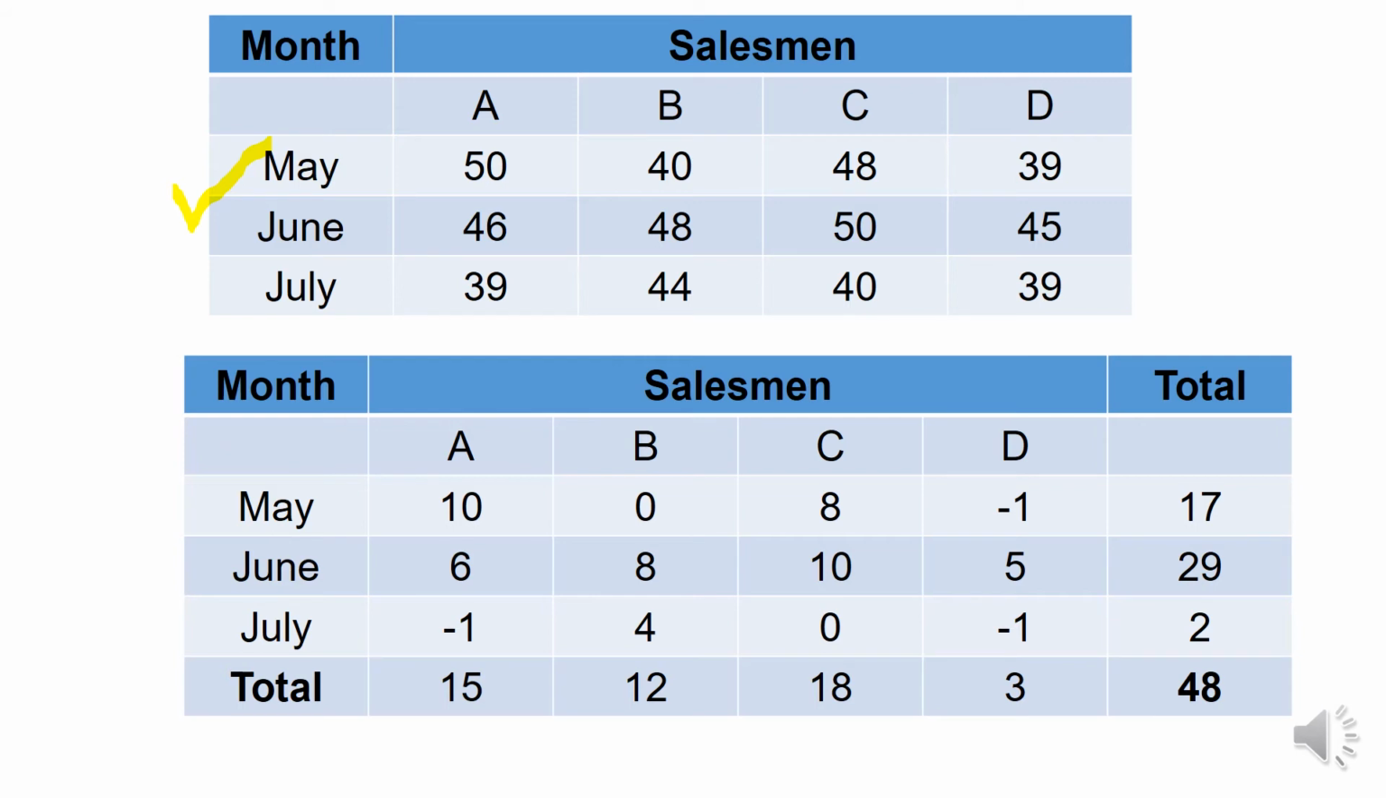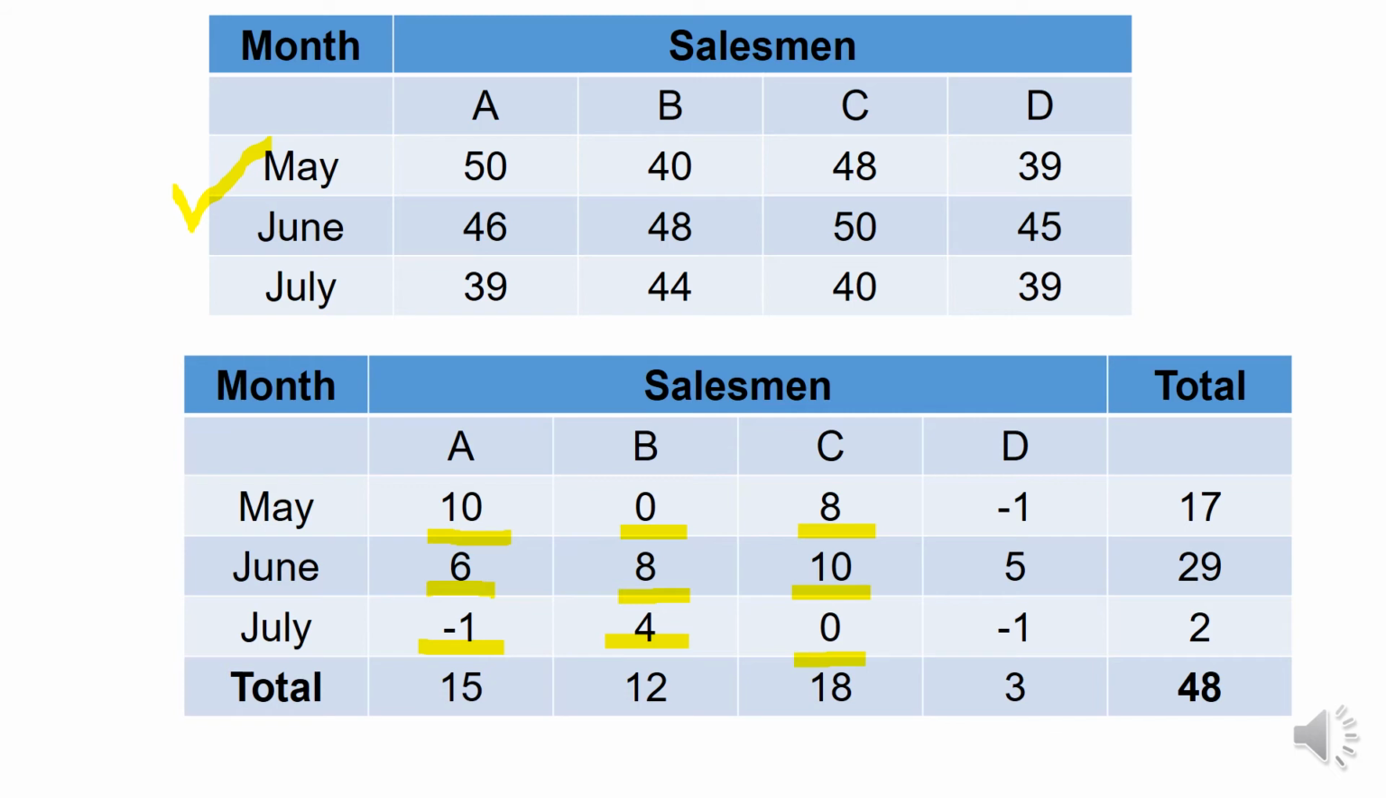That is, 50 minus 40 is equivalent to 10, 46 minus 40 is equivalent to 6, 39 minus 40 is equivalent to minus 1. Likewise, 40 minus 40 is equivalent to 0. 48 minus 40 is equivalent to 8. 44 minus 40 is equivalent to 4. Similarly, 48 minus 40 is equivalent to 8. 50 minus 40 is equivalent to 10, and 40 minus 40 is equivalent to 0.